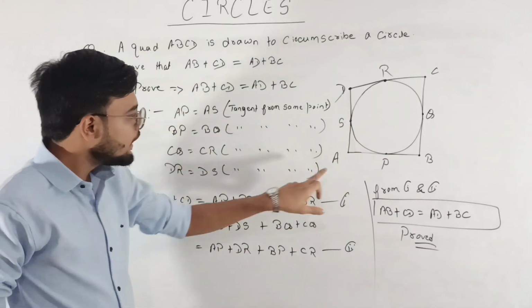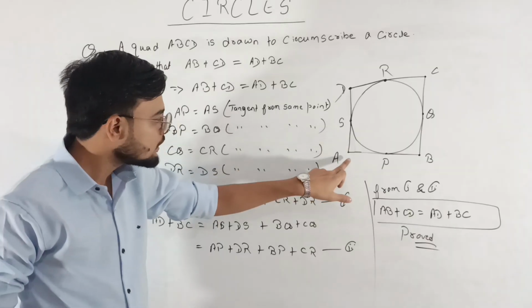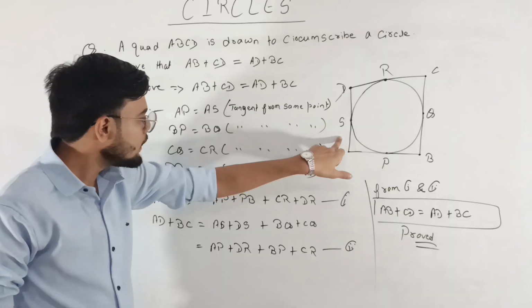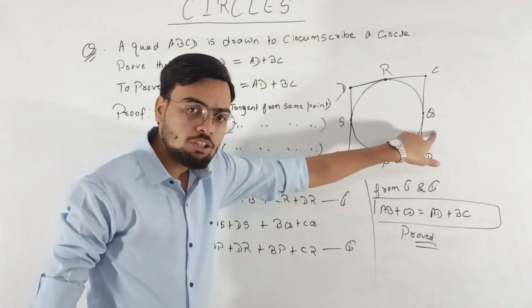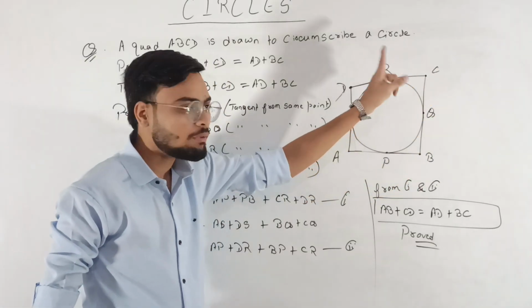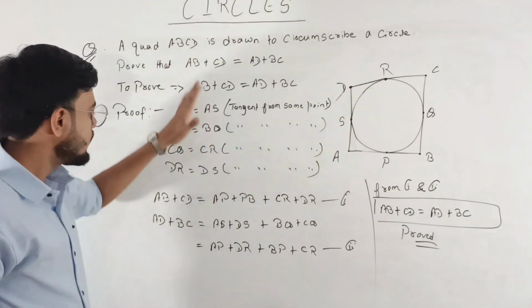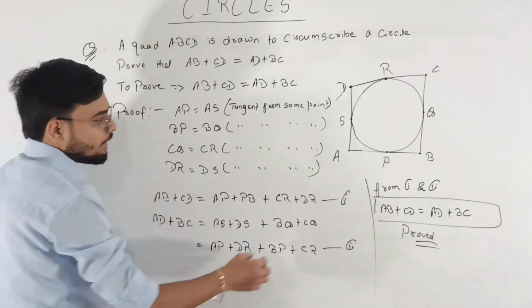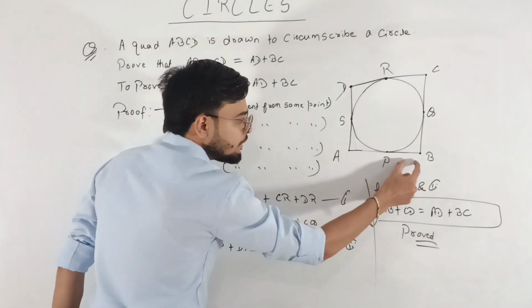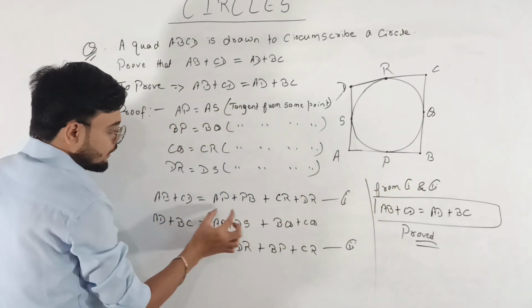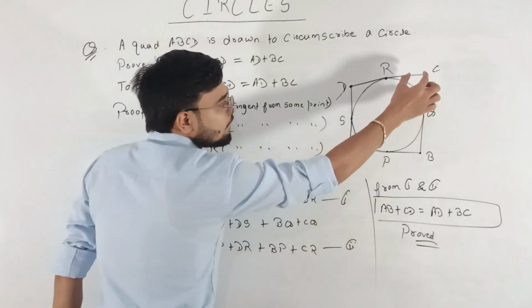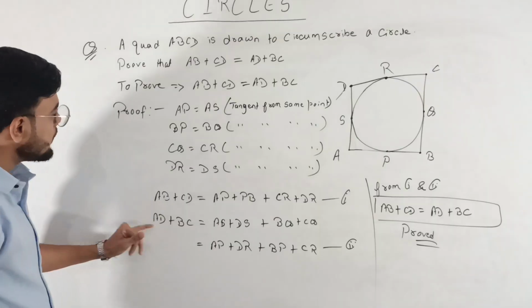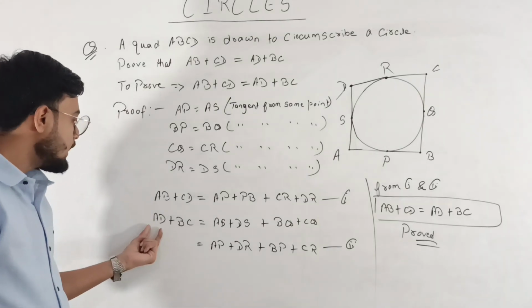Now look, AP is equal to AS. Why? Because both AP and AS are drawn from the same external point A. Similarly, BP is equal to BQ, and similarly CQ is equal to CR, and similarly DS is equal to DR. That's why I write. Now AB plus CD. AB is, if I add AP and PB, then I get AB. And now CD. If I add CR and DR, then I get CD. Now AD plus BC. What do I get? AD plus BC. So AD is what?